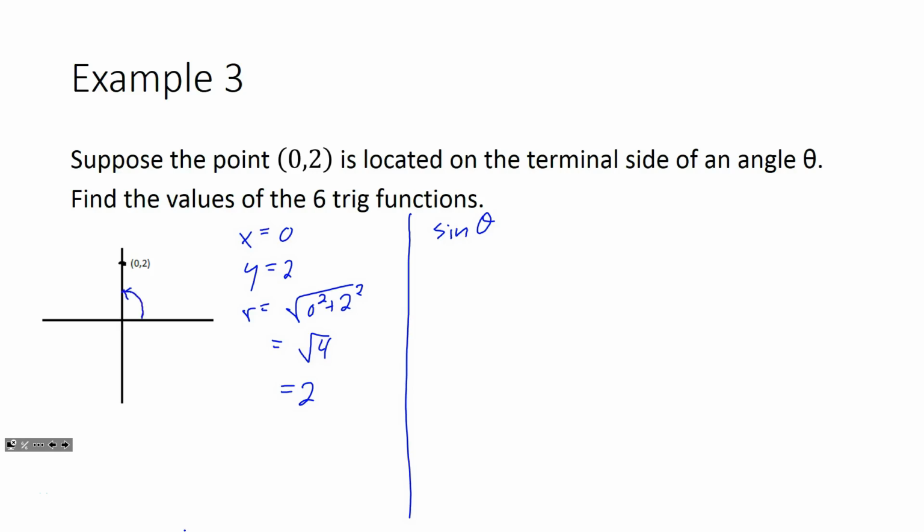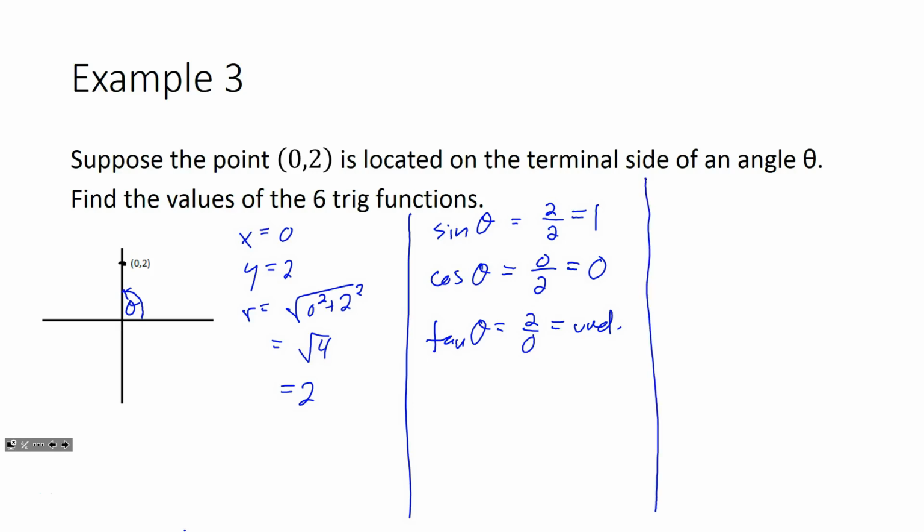So the sine of our theta, this is our theta here, see? The sine of theta would be equal to y, which is 2, over r, which is 2, and that would be 1. The cosine of theta would equal x, which is 0, over r, which is 2, and that will equal 0. And the tangent of theta will equal y over x. And notice that will be undefined. There is no tangent for that angle theta.